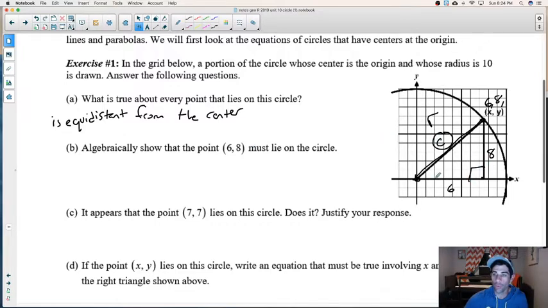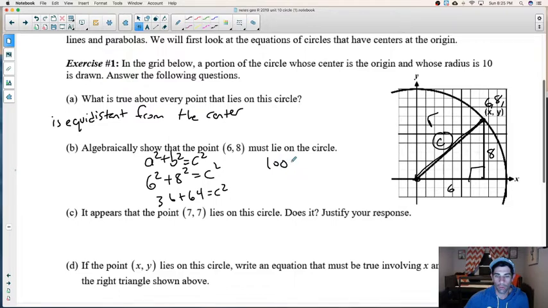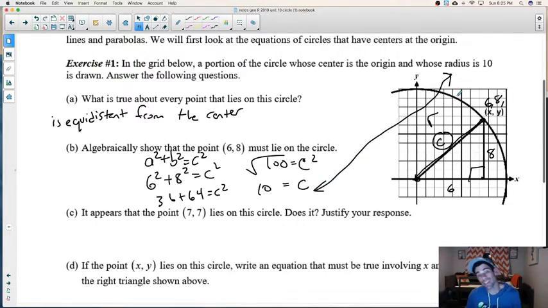What formula are we familiar with for a right triangle when you have two sides and you're looking for the third? The Pythagorean theorem. So the question is, what is 6 squared plus 8 squared equal to? What is 36 plus 64? Well, 100 equals c squared. The square root of 100 is 10, and that indeed is what the radius of the circle is. So 6 comma 8 must lie on that circle.